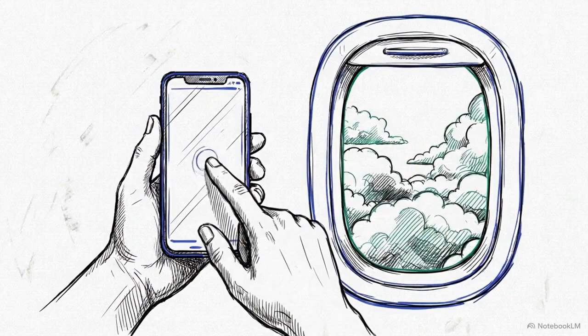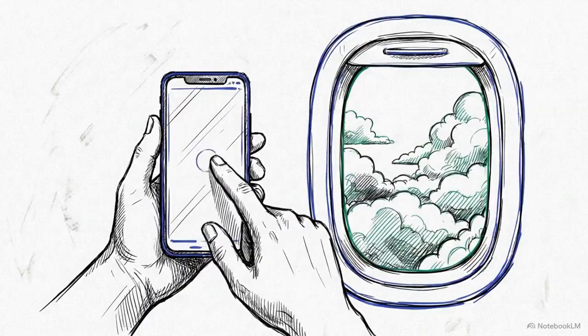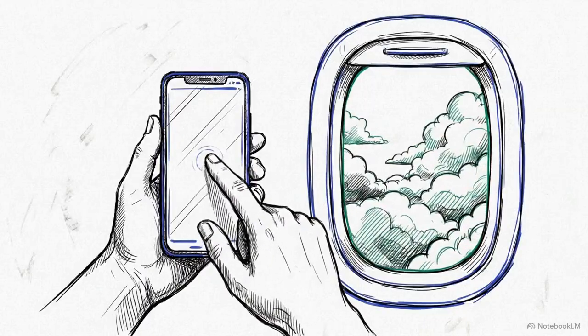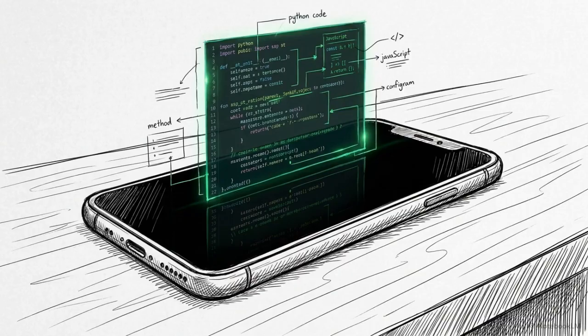Imagine you are 30,000 feet in the air. Put your phone in airplane mode right now. No Wi-Fi, no data, no signal. You can still ask your phone to summarize a dense document or draft a complex email and get a real answer in seconds. That is not a hypothetical.